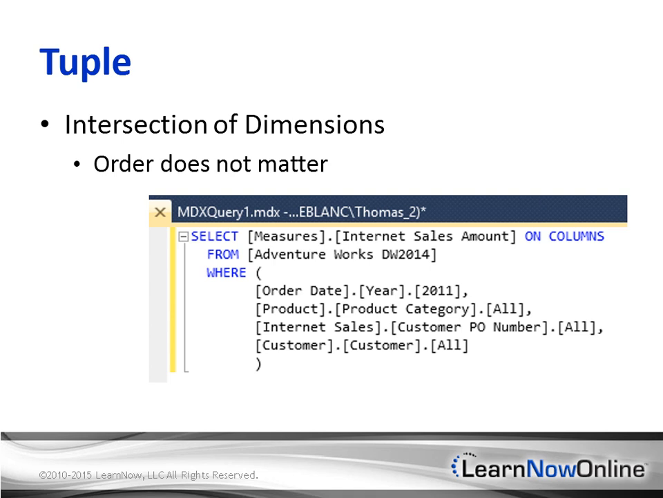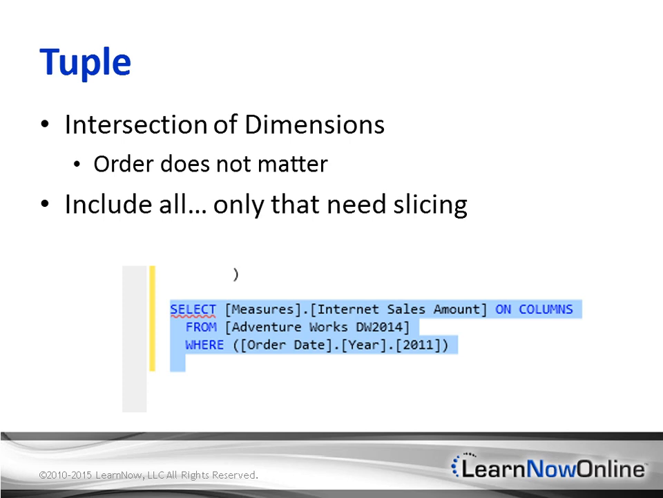All possible dimensions can be listed with a reference to the all level of the hierarchy or attribute. In our case, the order date, though, is the slicer with year 2011. You can include all for a tuple or exclude it. The cube knows how to use the all if none is specified. So in this from clause where we just specify order date.year.2011, the cube knows to go find the all levels of the other dimensions, intersect all that data to return internet sales. So that's a shortcut so you don't have to specify every dimension attribute with the all level.